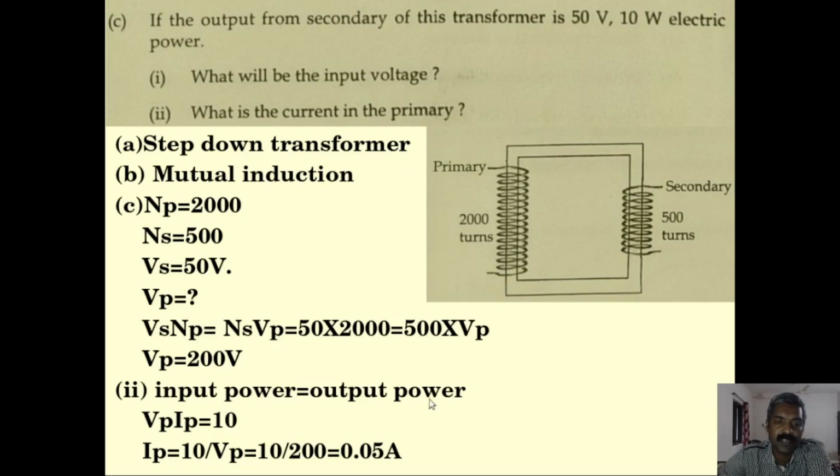Now what is the current in the primary? Okay, input power is equal to output power. The primary voltage into primary current is equal to 100. From this equation, the primary current is equal to 100 divided by primary voltage. The primary voltage is 200. So 100 divided by 200 is equal to 0.5 ampere.